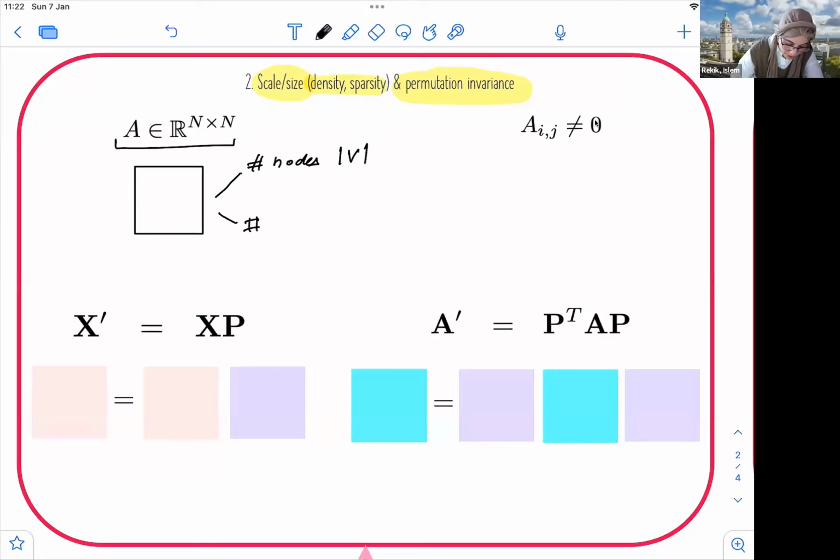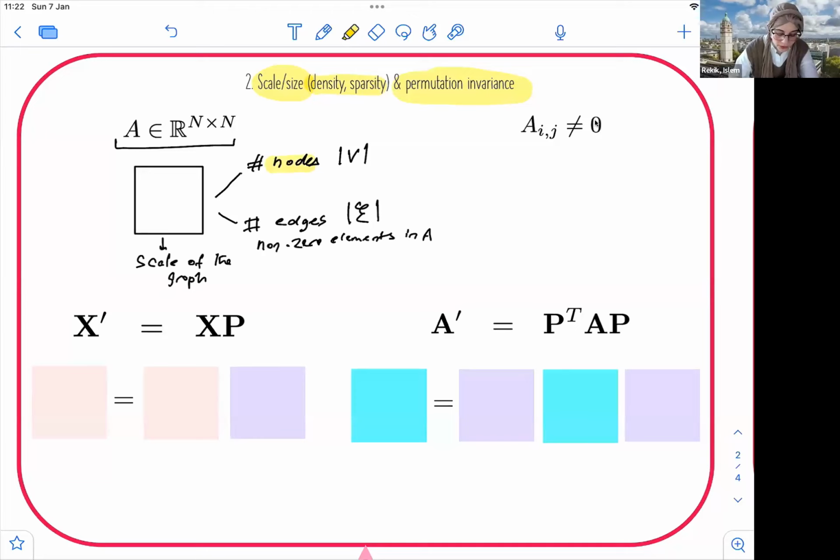And there is what we call the number of edges, and we can count the non-zero elements in A. If we call this E, it's basically the size of E. So in this case, A defines what we call the scale of the graph. The scale of the graph is represented by the number of nodes. The more nodes, the larger the graph, the more edges, the denser the graph. We can also look at how many edges we have.